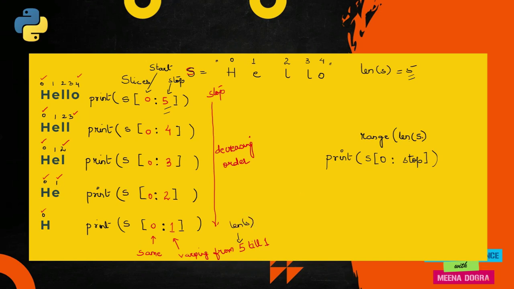So I'll mention in range that I want to start from length of s, and I have to go till 1 for each string. Fine, because I have to move till the 0th character, and if I'm moving till the 0th character, I cannot write 0:0.